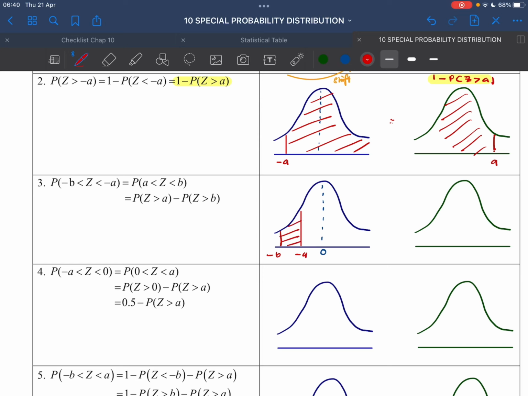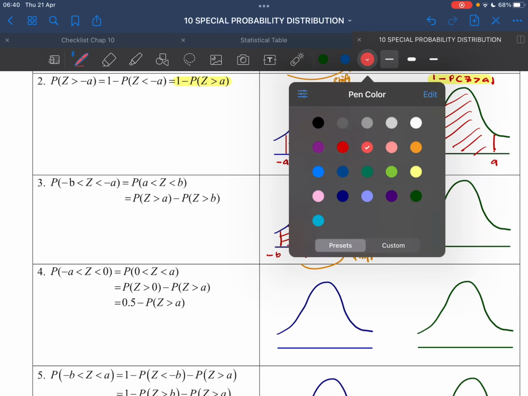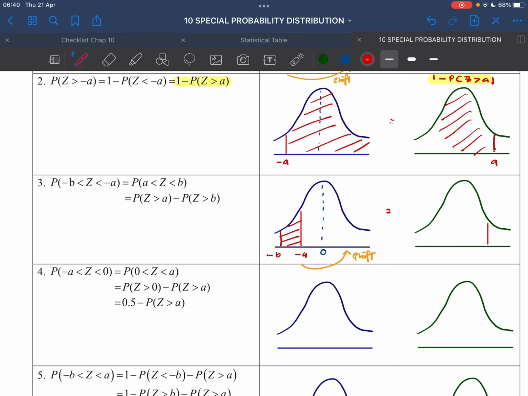So the same as before, we have to shift this area to the right hand side. I will write this here. We shift negative b to here, so this will be your b, and we shift negative a to here, this will be your a. So we will have the area between a and b around here. This will be your 0. So how are we going to find that probability? It is simply P(z greater than a) minus P(z greater than b). P(z greater than a) is the whole thing on the right hand side, but you only want this area, so minus P(z greater than b).